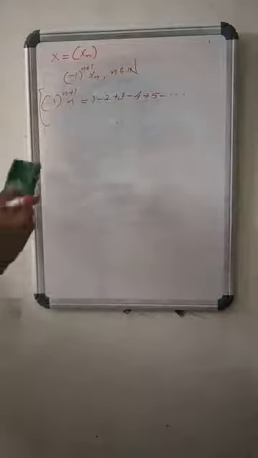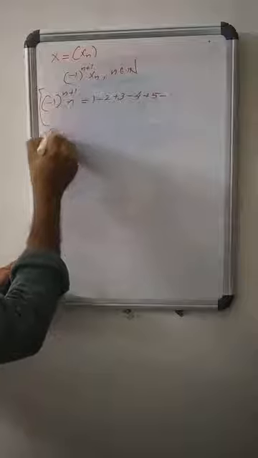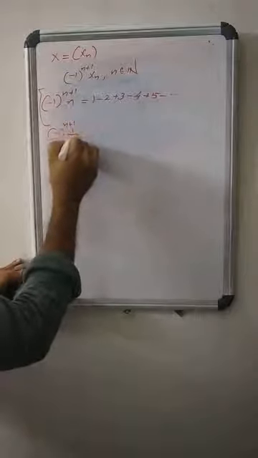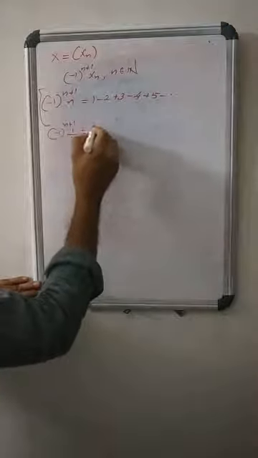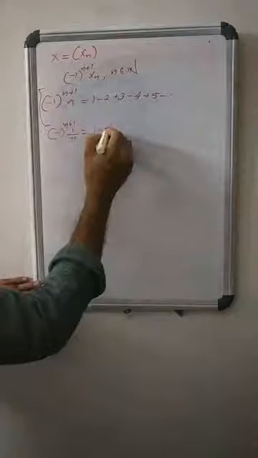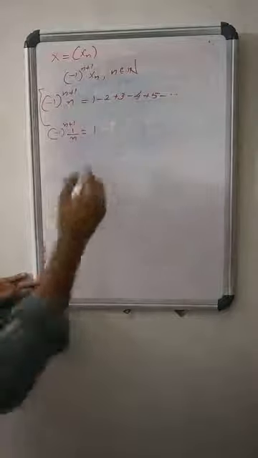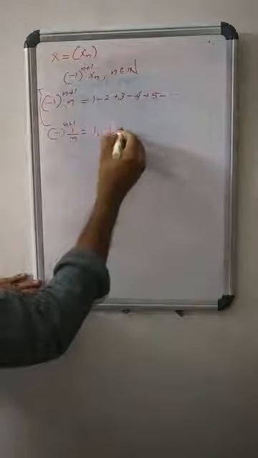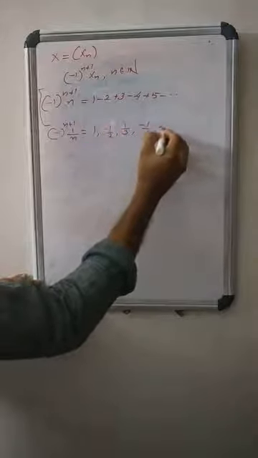Consider this one. Before going to the summation, what about (-1)^(n+1) times 1 by n? Consider this sequence. When n equals 1, the terms are 1 minus 1 by 2 plus 1 by 3 minus 1 by 4 plus 1 by 5, etc.